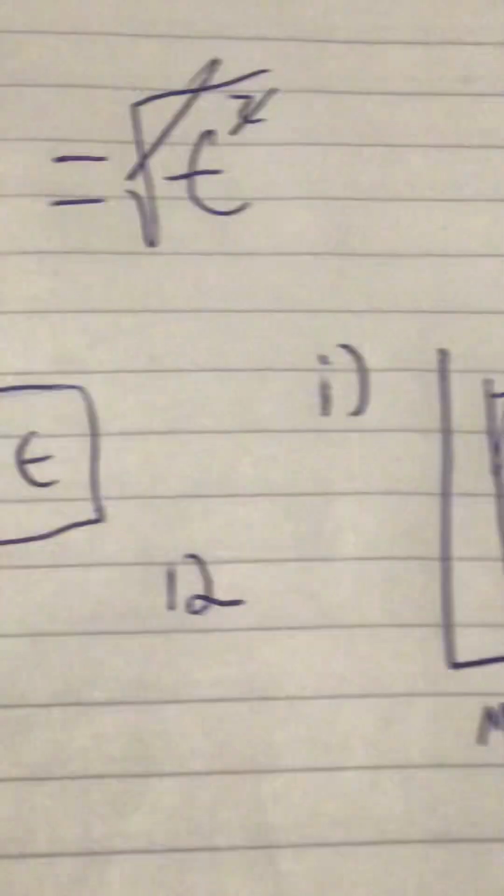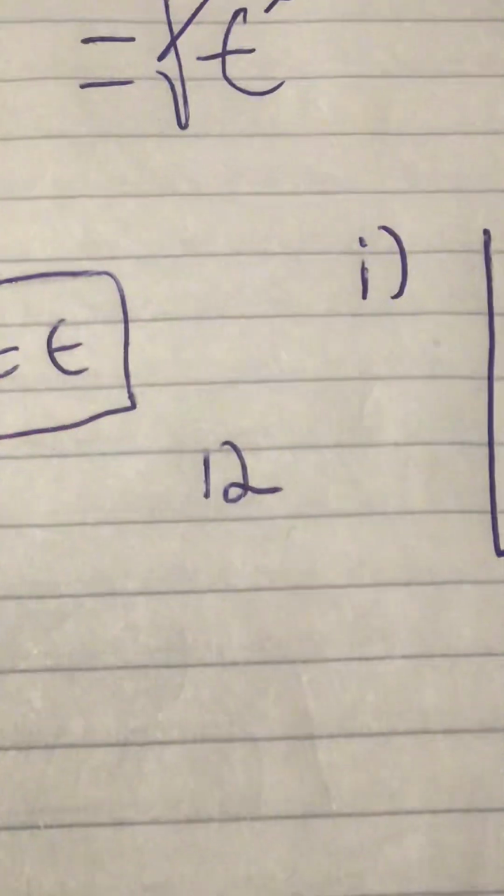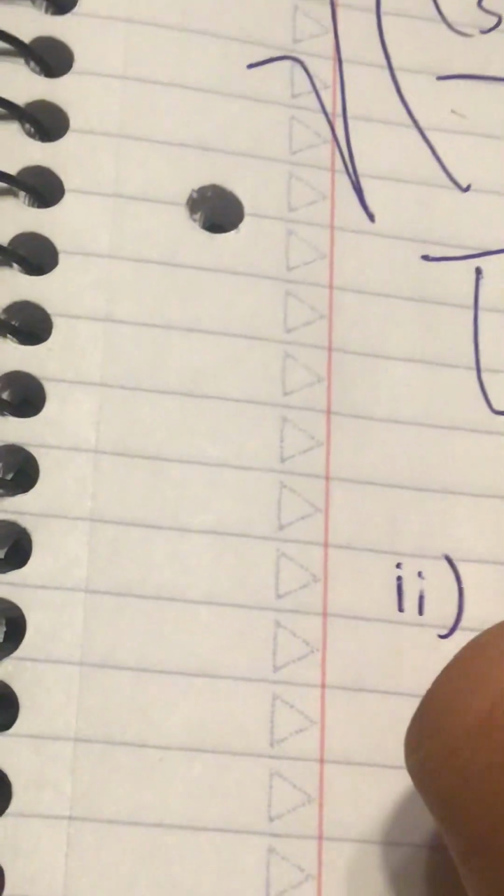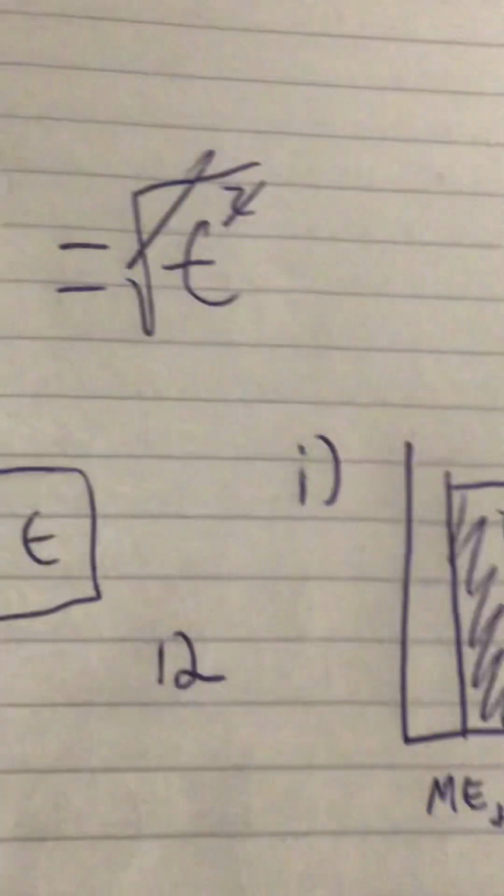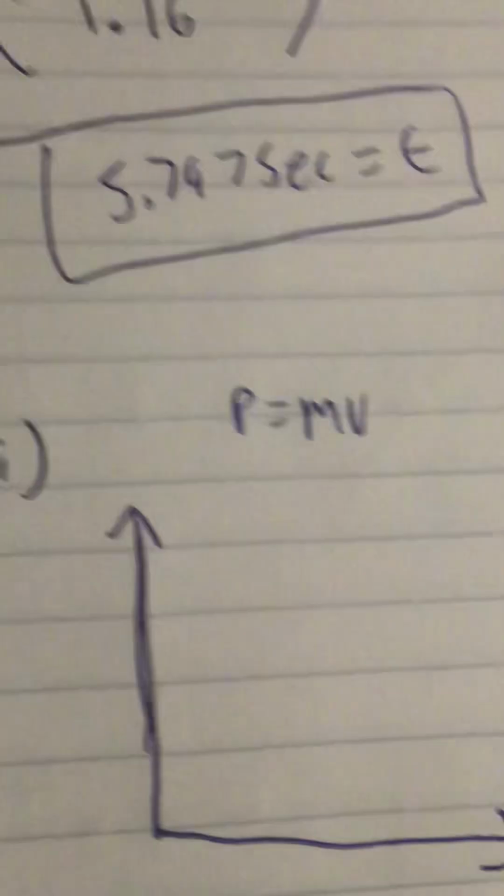We're now on I2, and this is asking for a momentum versus time graph. And we know that momentum, or P, is equal to mv. So when graphing, we know that doing a momentum over time is going to look the same as doing a V over T graph.